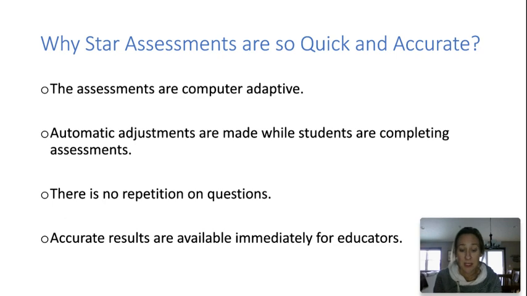The assessments are computer adaptive, which means that automatic adjustments are made while the students are taking these assessments. If a student gets a problem right, the next one that they get is going to be a little bit more difficult. Also, if the student gets a question wrong, the next one will be a little less difficult. There's no repetition in these questions, so students will never see the same question more than once, and accurate results are available immediately for educators to use. Because the questions adapt to each student, unnecessary questions are eliminated, which gives teachers a more accurate look and measurement at how students are performing and growing.